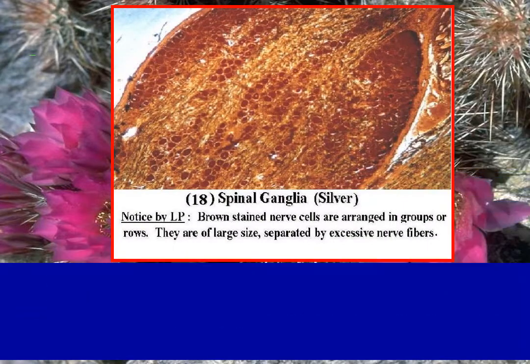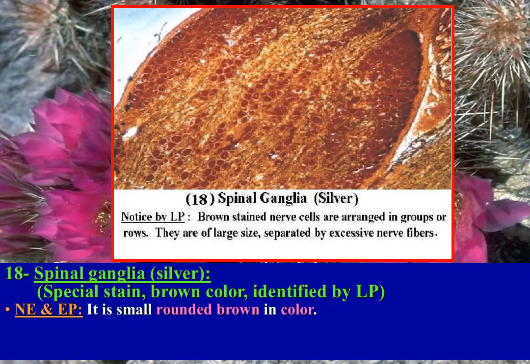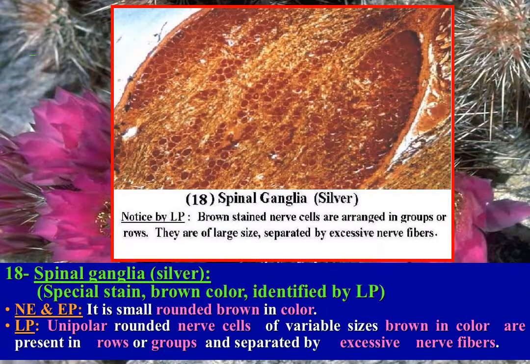By high power, the myelin sheath appears as black small circles. Spinal ganglia stained with silver. By naked eye and eyepiece it is small, rounded, brown in color. By low power, unipolar, round nerve cells of variable sizes, brown in color, are present in rows or groups, mainly under the capsule, separated by excessive nerve fibers.